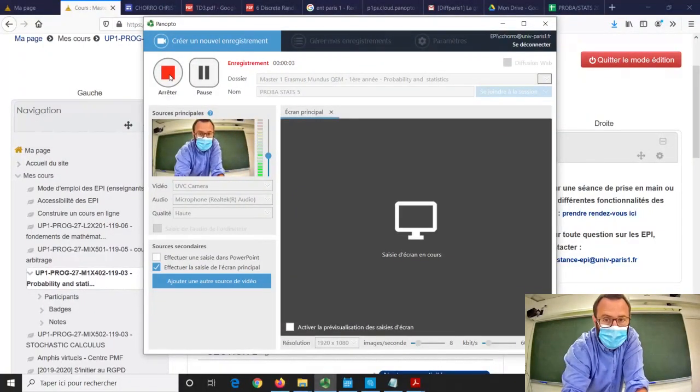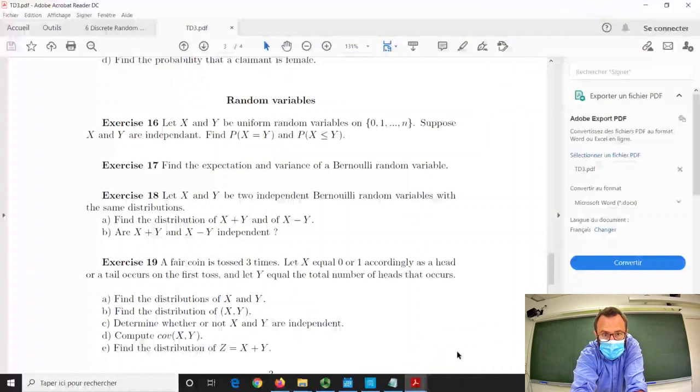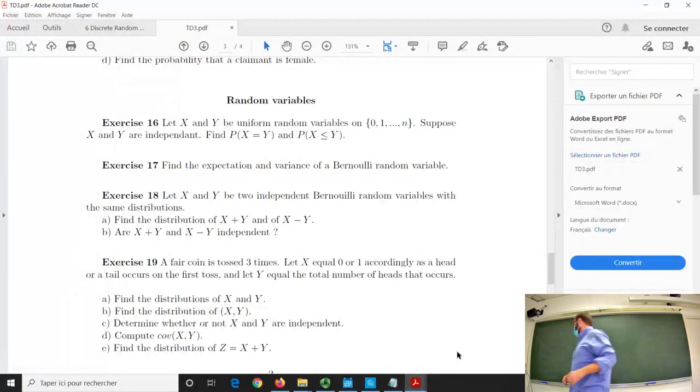Okay, so course 5 of probability and statistics, and we are going to start with exercises, and more precisely exercise 16 of list 3. Okay, that is this one. During the previous session we started to see some particular distributions in the discrete case. This week we are going to finish this part of the course and also do exercises. So, exercise 16.